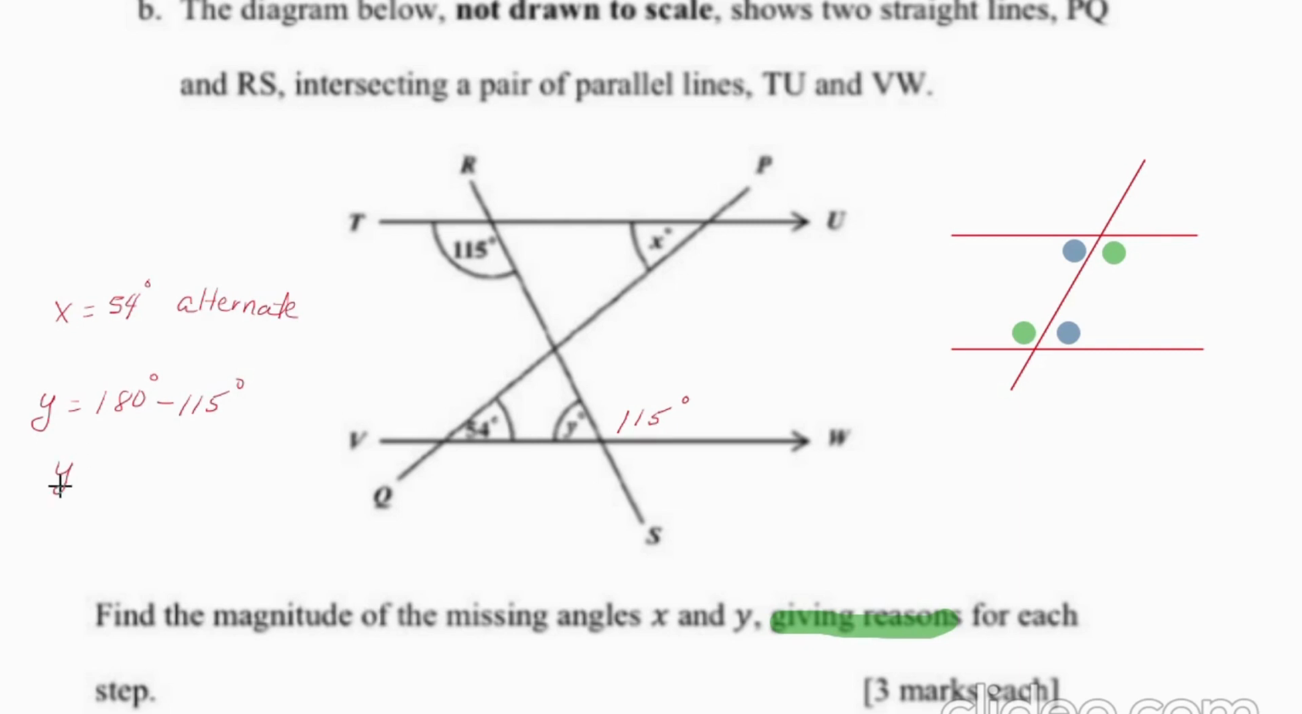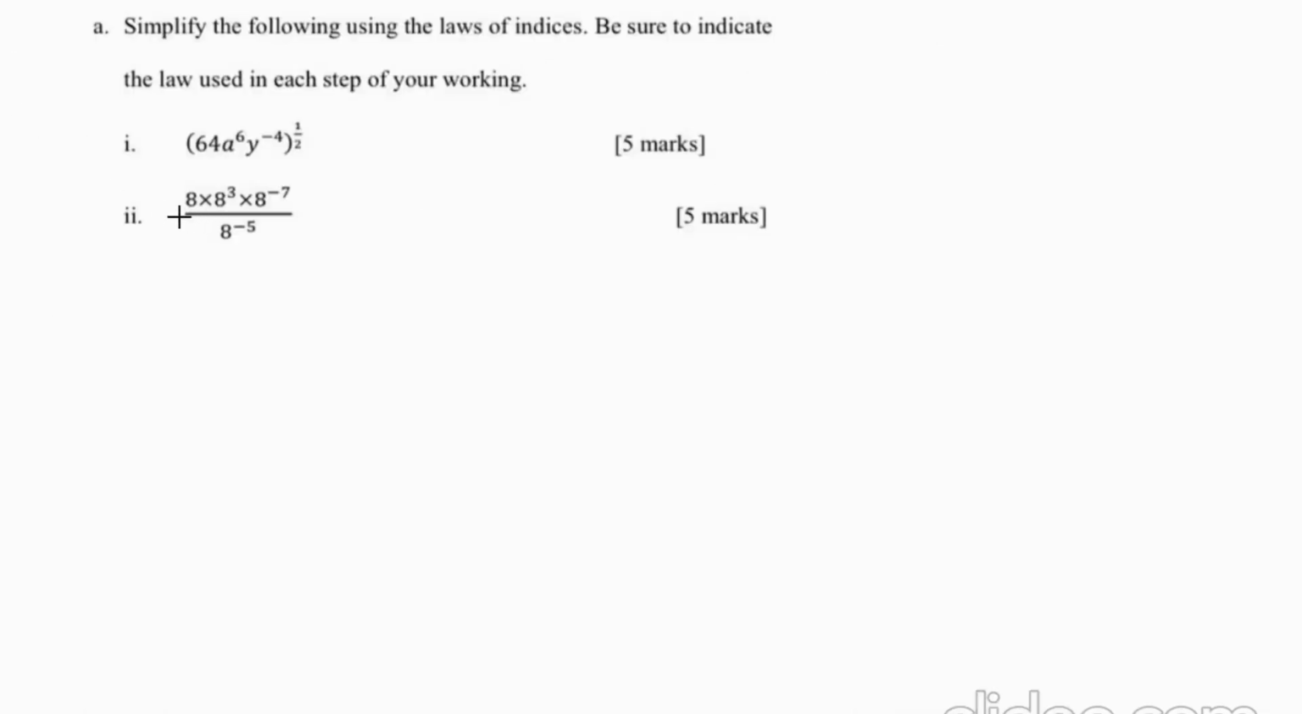Okay, so Y is equal to 65 degrees, and I gave you your reason, and that's it. That's part B. Okay, so let's jump to number 4.